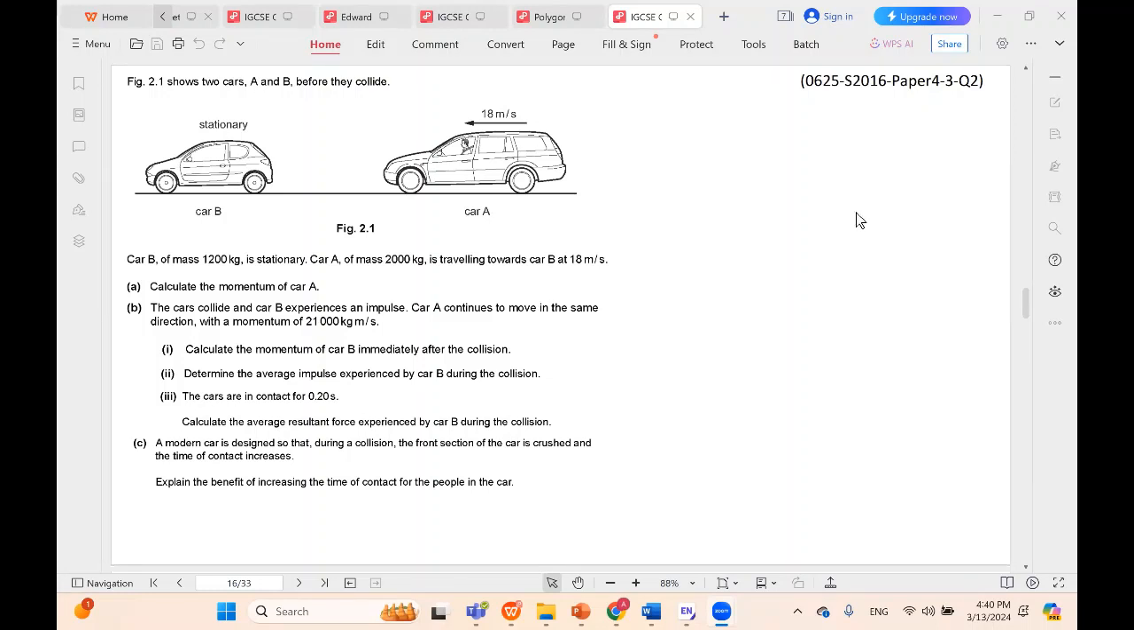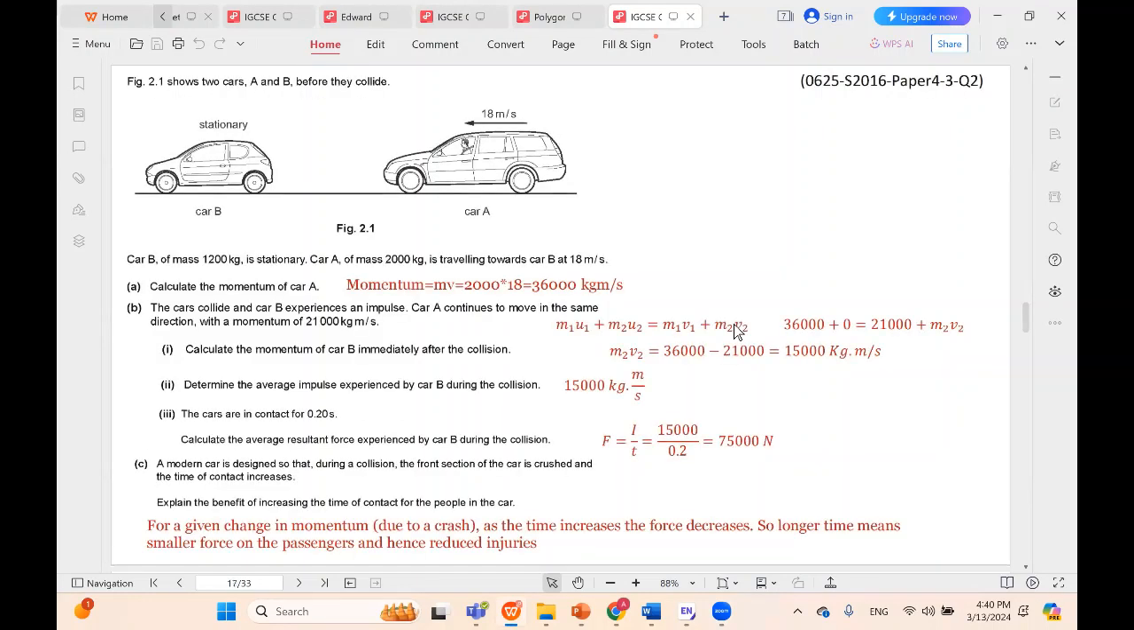Figure 2.1 shows two cars, A and B, before they collide. Car B of mass 1,200 is stationary. Car A of mass 2,000 is traveling towards car B at 18 meters per second. Calculate the momentum of car A. The momentum of car A is equal to the mass times the velocity. The mass is 2,000 and the velocity is 18. So we get 36,000 kilogram meters per second.